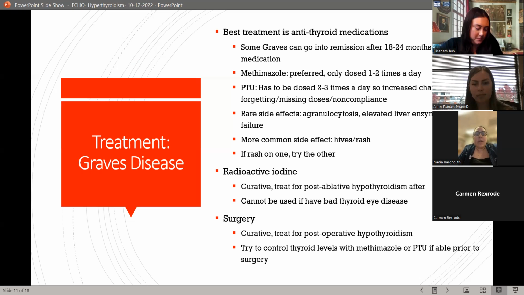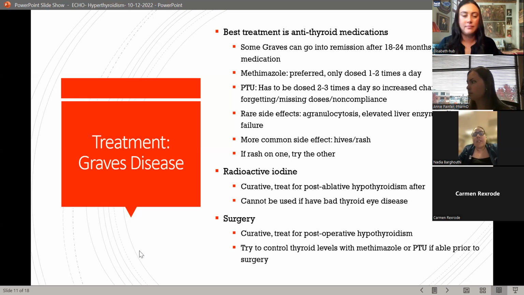So agranulocytosis means a low white blood cell count. We tell patients our white blood cells help us fight infection. So if you have a sore throat that's just not going away after a couple weeks, then you want to let me know so I can check your white count, make sure that's not the cause.